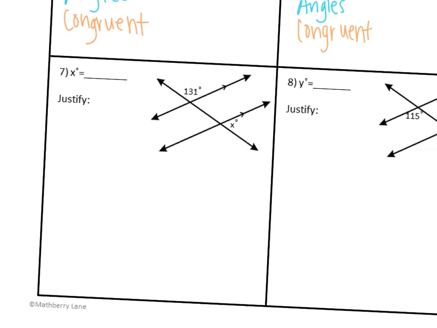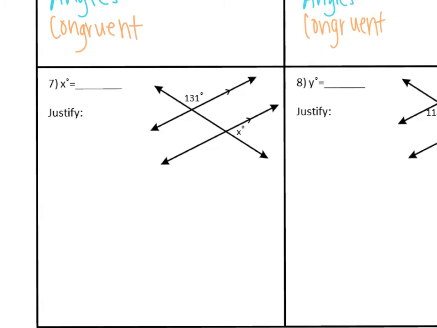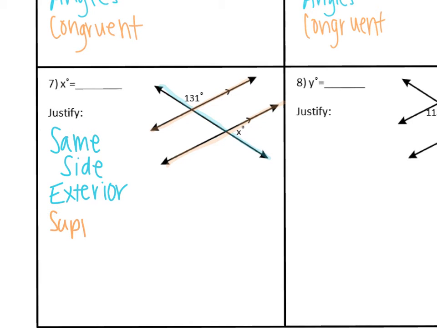For our next example, we are looking at same side exterior angles. So if you look, they're on the same side of the transversal, and they're both outside the parallel lines. So they're same side exterior angles. These angles are supplementary, which means that they add up to 180 degrees. One way I can show that they add up to 180 is if you look at this 131 and this angle right here, we know those are supplementary. They add up to 180.